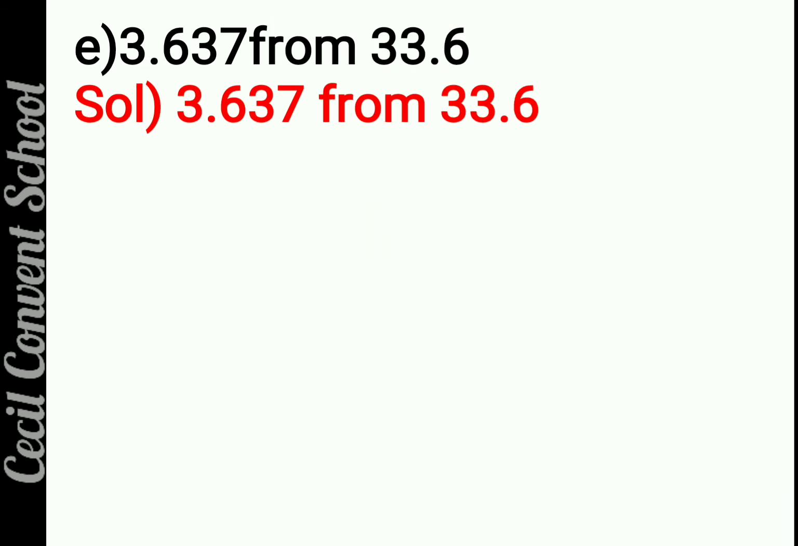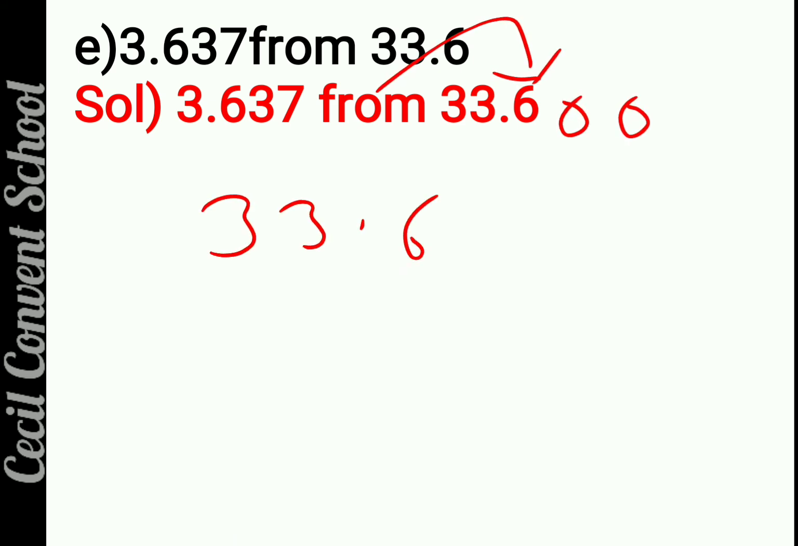E part, see, after decimal there are 3 digits and after decimal 1 digit. So what to do? You have to make them like decimals. So I put 2 zeros. Now from here we will minus. So 3.600. So 3 will come down of the second one, 3.1.